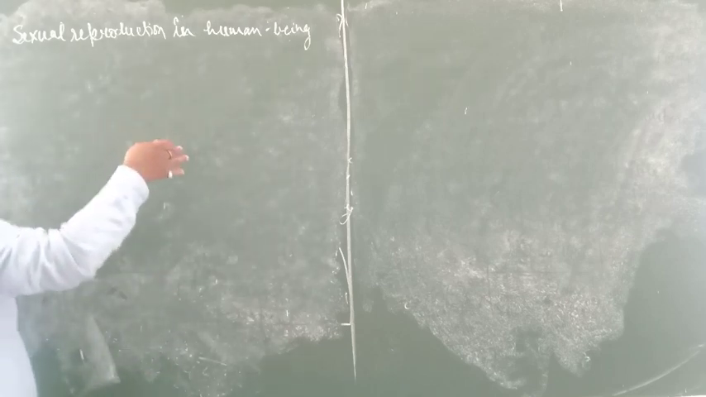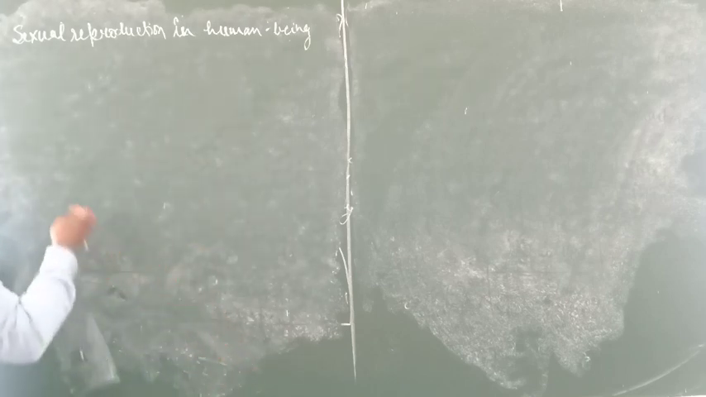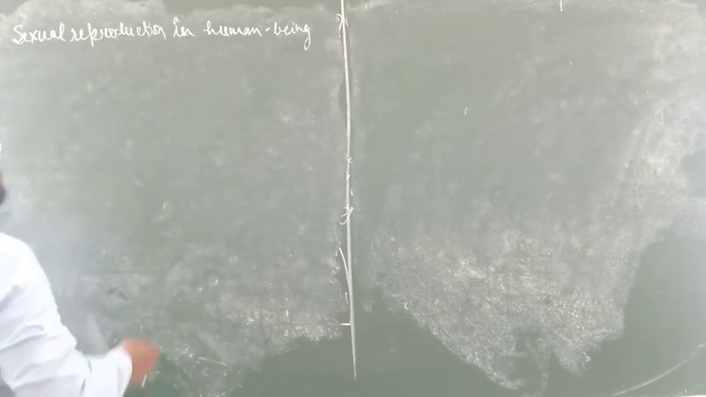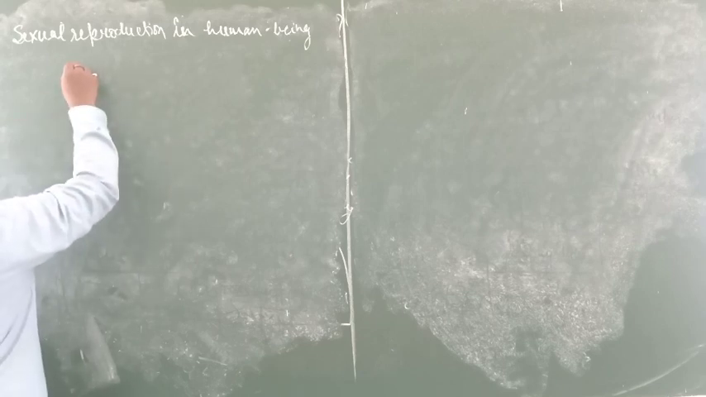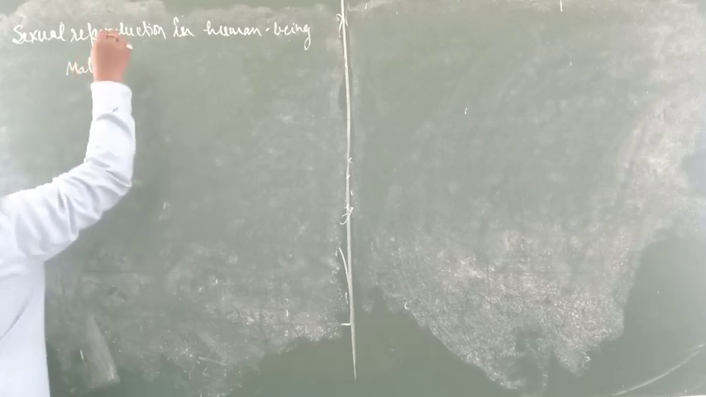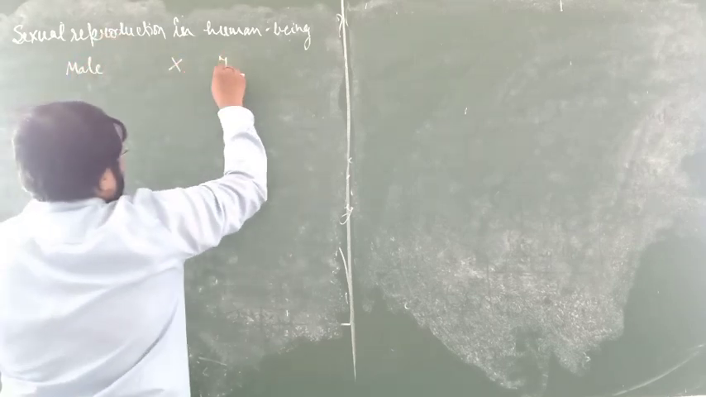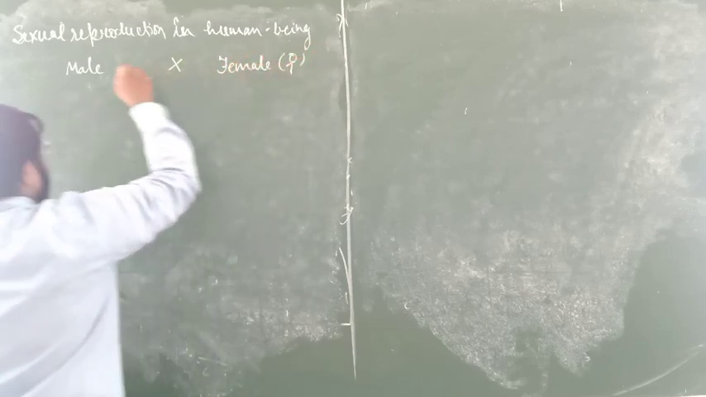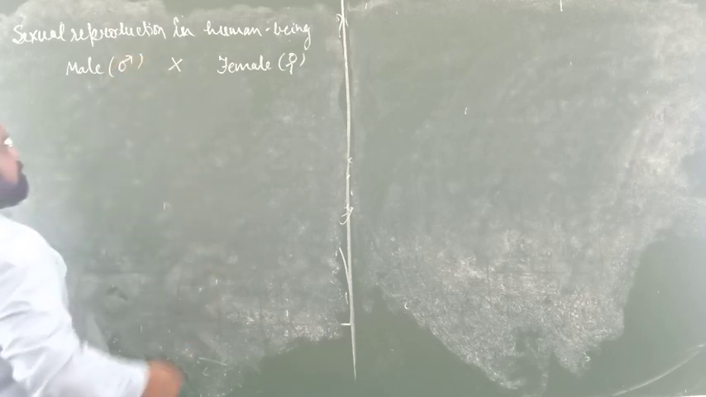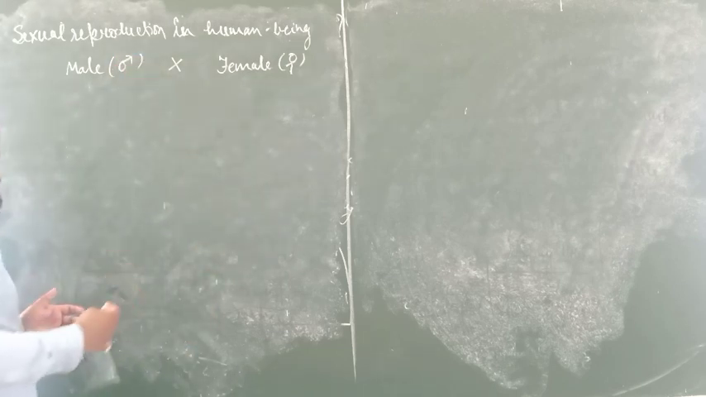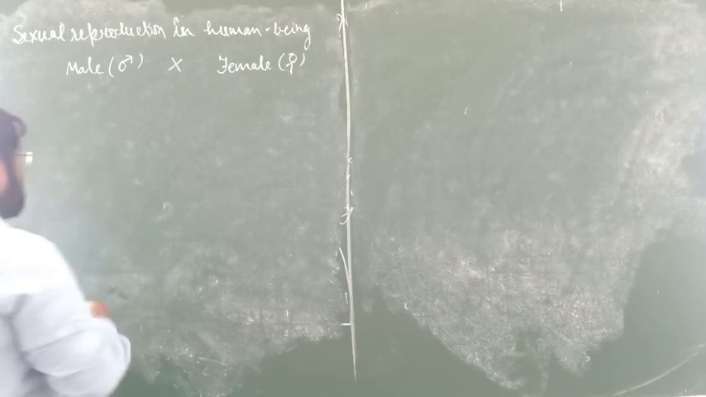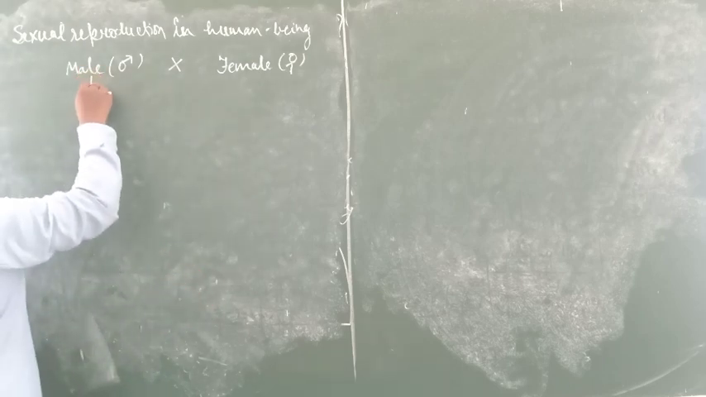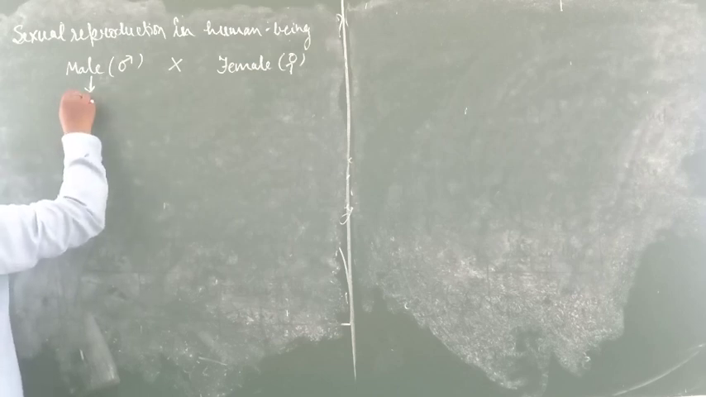I am going to tell you one flow chart. First see that flow chart, after that we will describe all the reproductive parts of the human being. Suppose here is the male, it will cross with the female. As we already know from previous classes, from 7th or 8th class, in the male there is the testis.